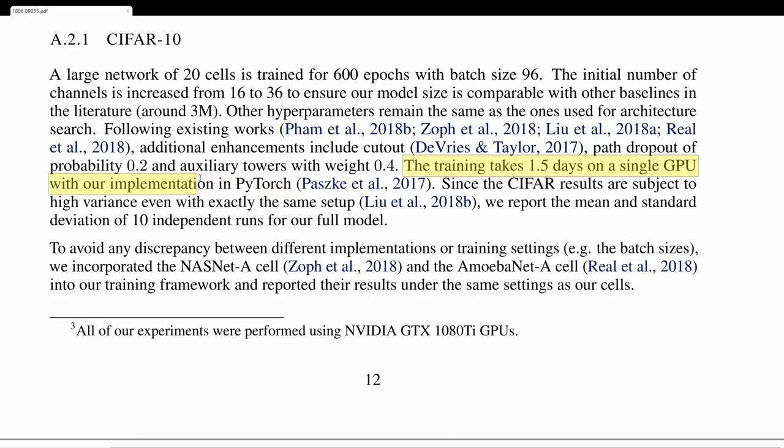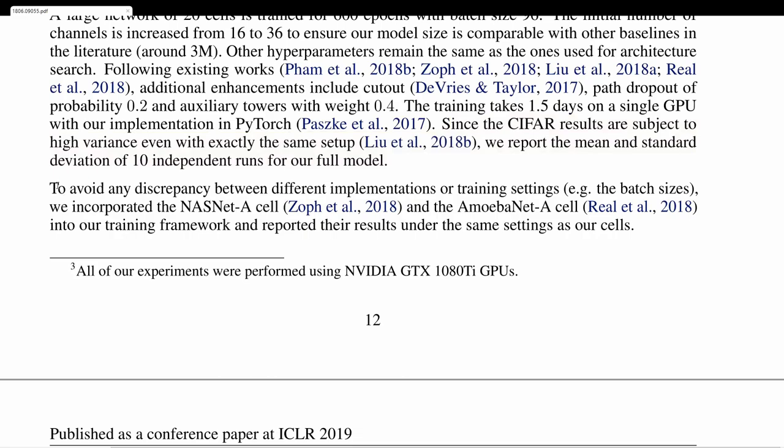Since the CIFAR results are subject to high variance even with exactly the same setup, we report the mean and standard deviation of 10 independent runs for the full model. To avoid discrepancy between different implementations or training settings, for example the batch sizes, we incorporated the NASNet A cell and the AmoebaNet A cell into our training framework and reported the results under the same settings as our cells.